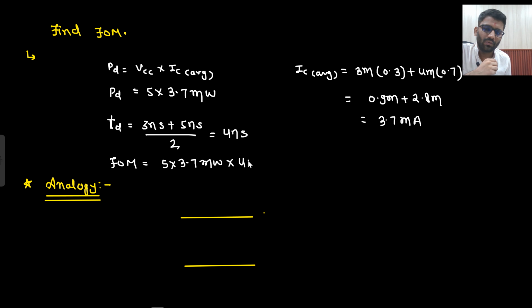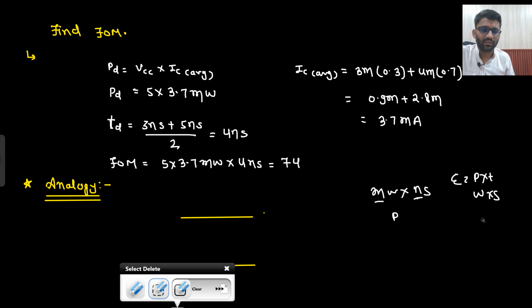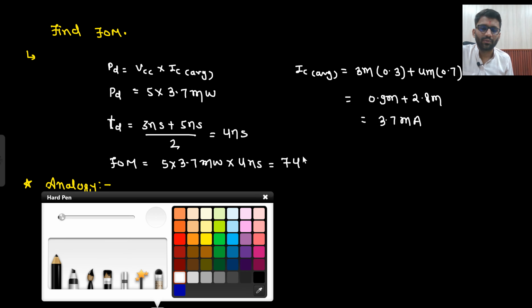I will pause the video and solve it. You can also do it. Yeah, it is coming out to be 74. So what will be the unit? Milliwatt into nanosecond, so it will be pico. What is watt into second? E equals P into T. Watt into second is joule. So the unit will be picojoule.